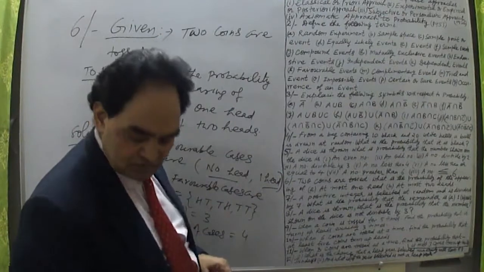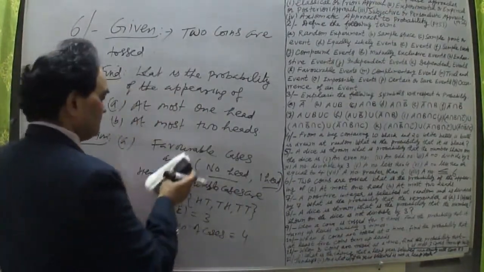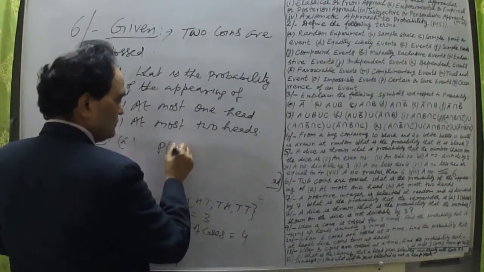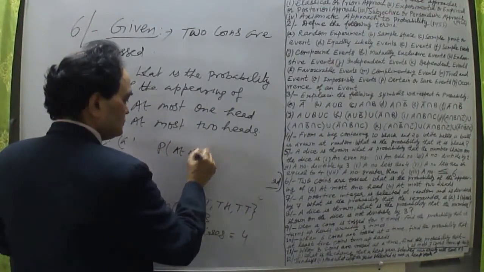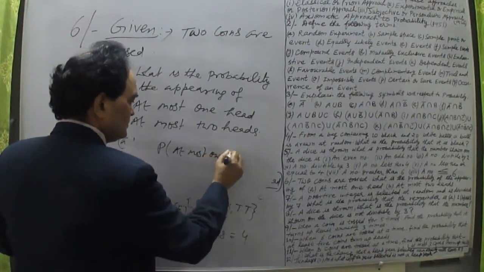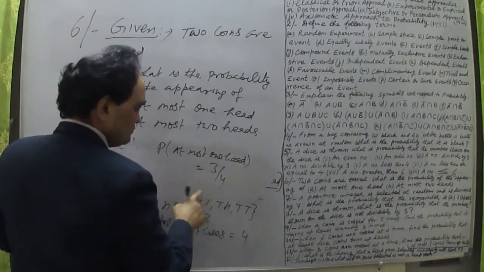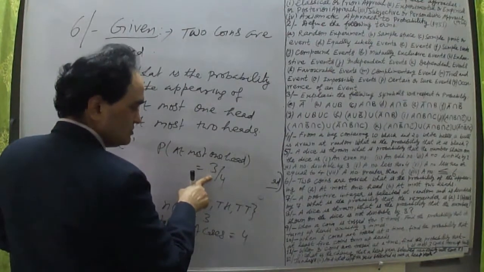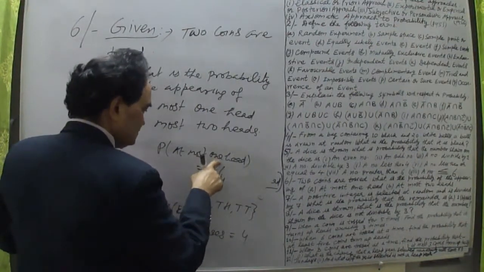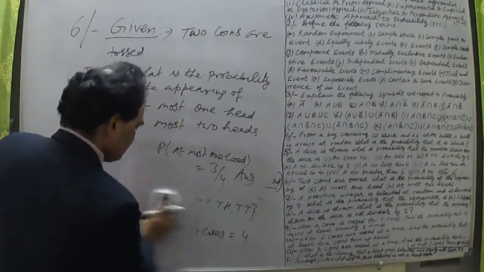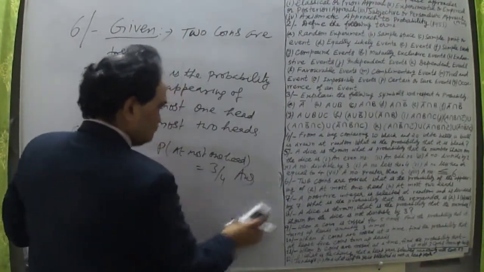So 3 upon 4 is the probability of getting at most 1 head. Hence, probability of at most 1 head is equal to 3 upon 4, because the number of favorable cases is 3 and the total number of cases is 4. So this is the answer. First part is answered here.